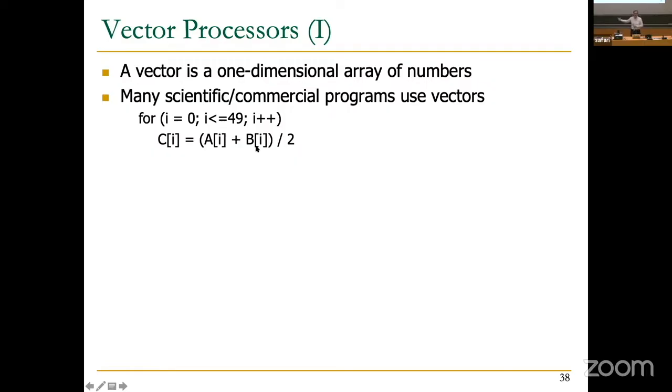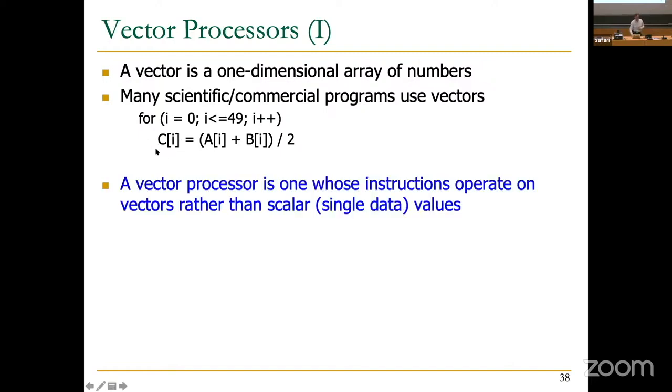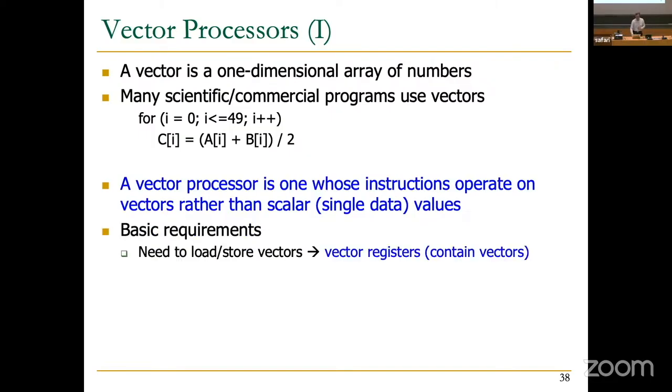At least you're working on 50 elements at a time and storing the average into the C vector. So a vector processor is one whose instructions operate on vectors rather than scalar values. So you take vector registers, essentially. There are some basic requirements for this. Let's define these. Clearly, vector registers, that's why that was important to define even before I defined array processors and vector processors. You need to load and store vectors.